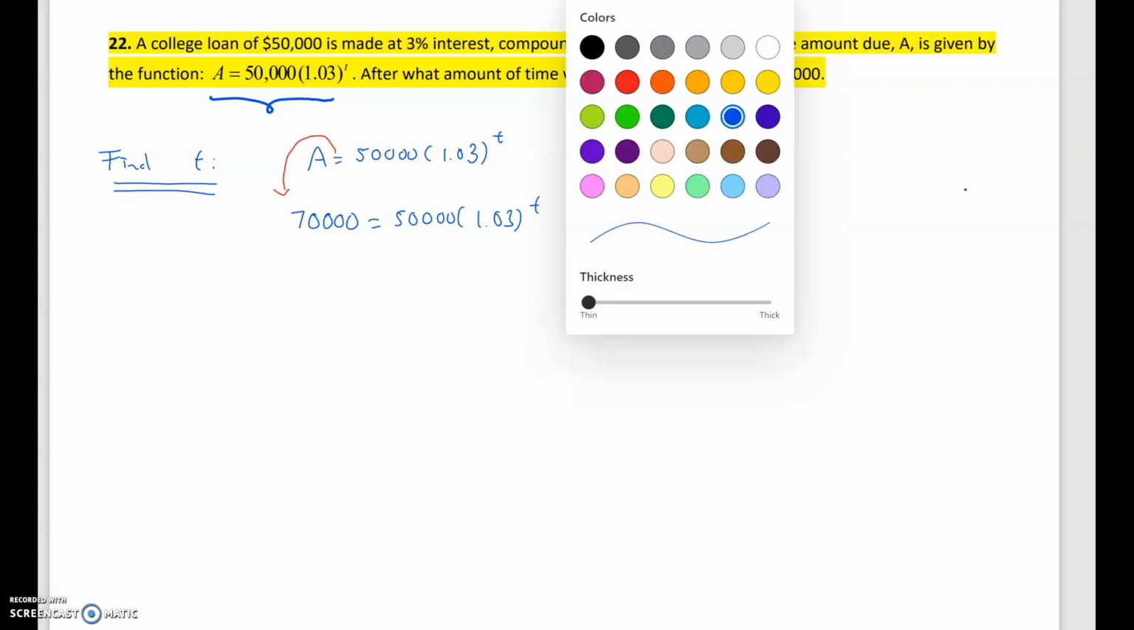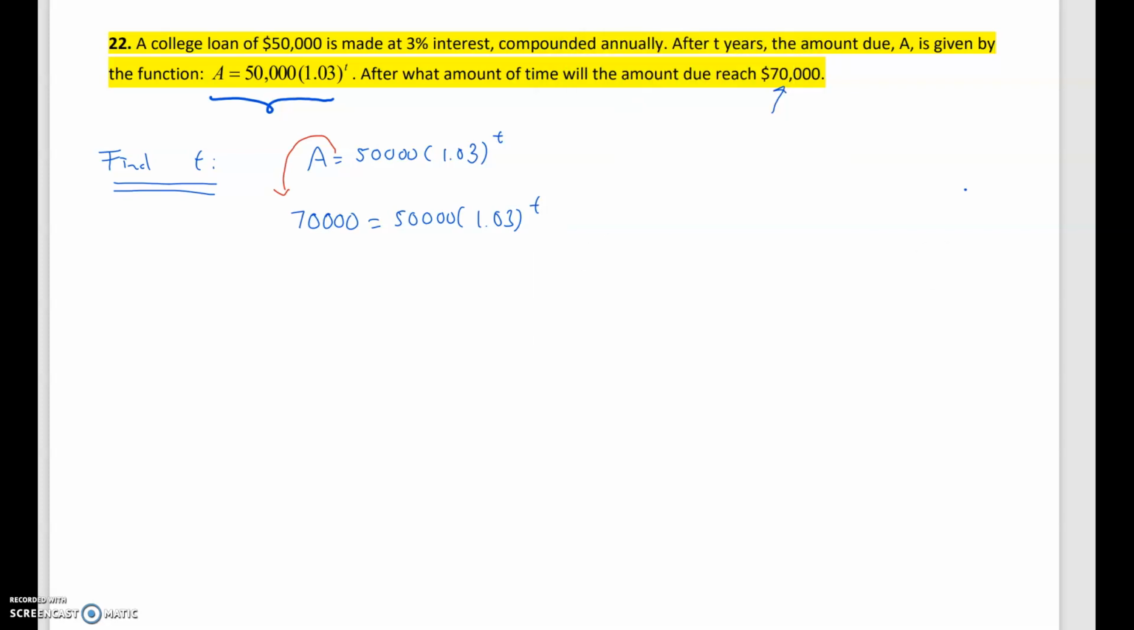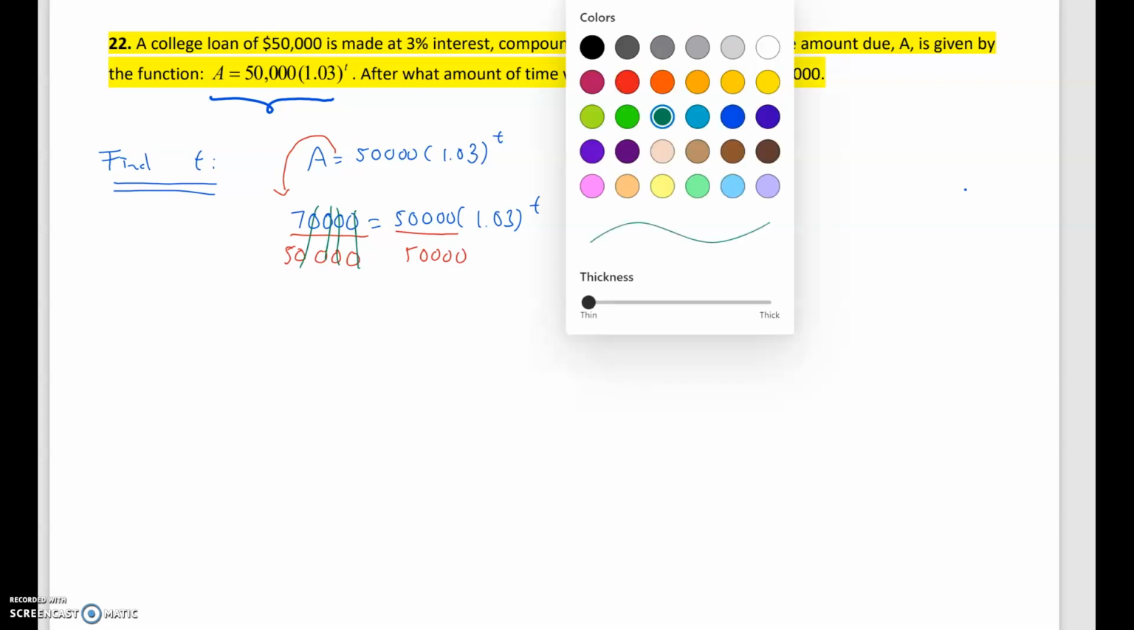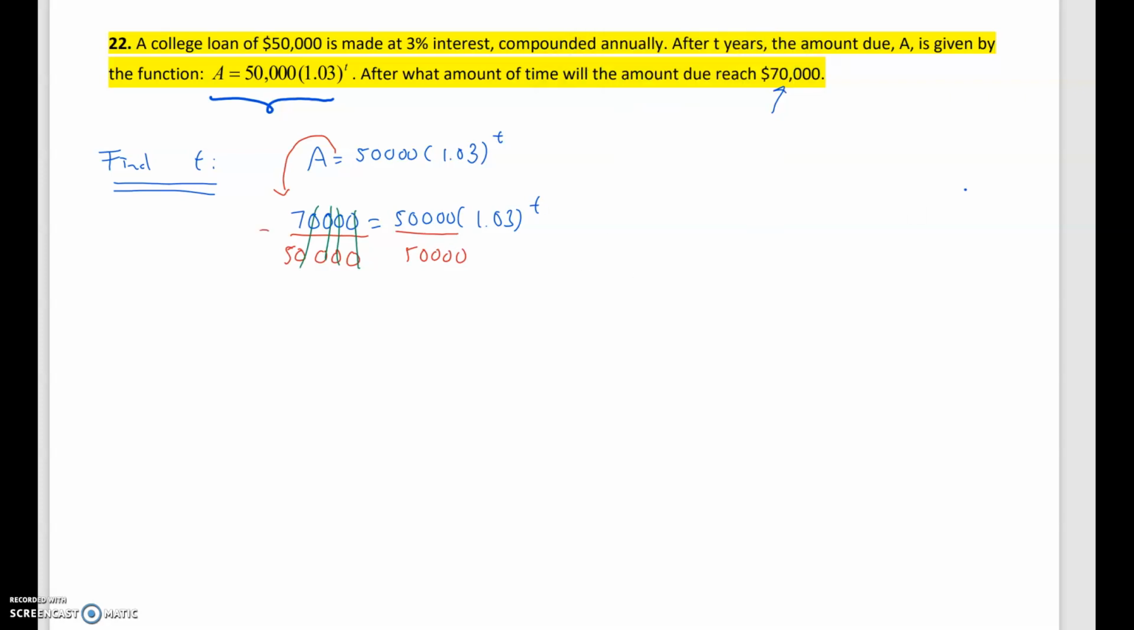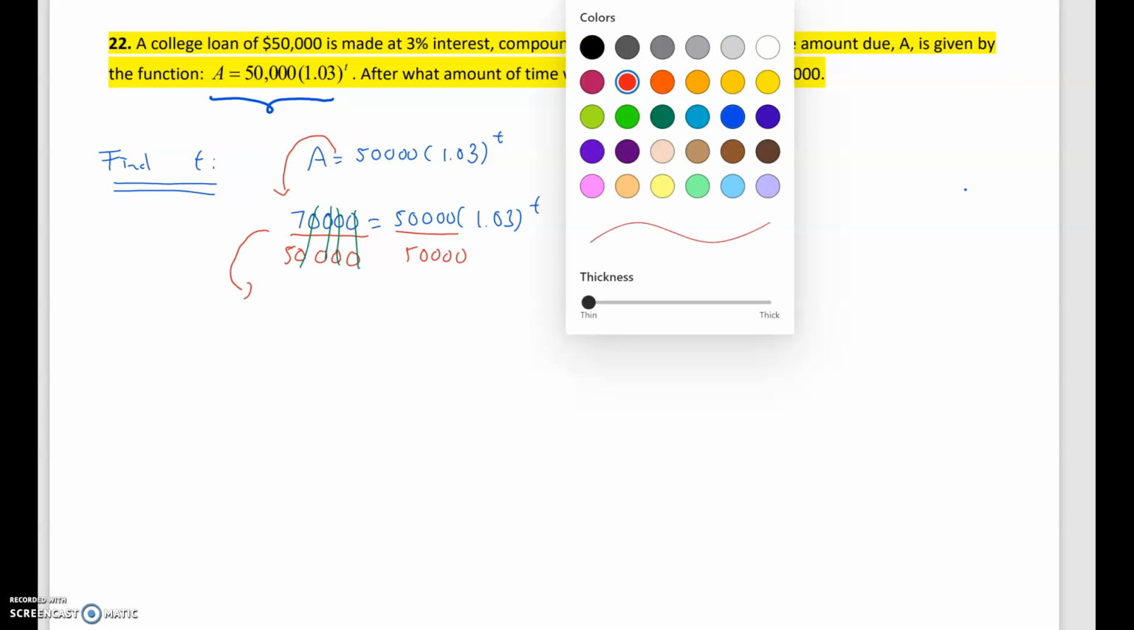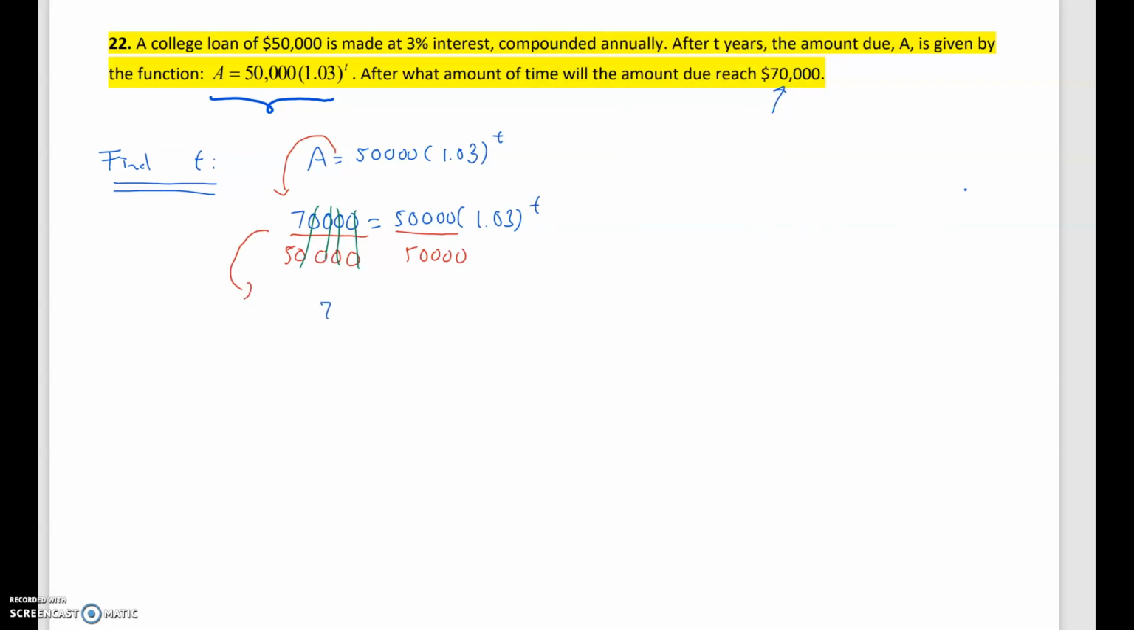Now what I'm going to do is divide by the 50,000, but then carry it as a fraction. So divide by the 50,000 and divide by the 50,000. And then I'm going to cancel those extra zeros. So those cancel, those cancel, those cancel. And we're left as an exact fraction, the 7/5. This is equal to the 1.03 raised to the T value.